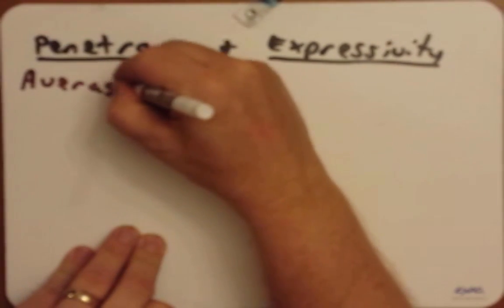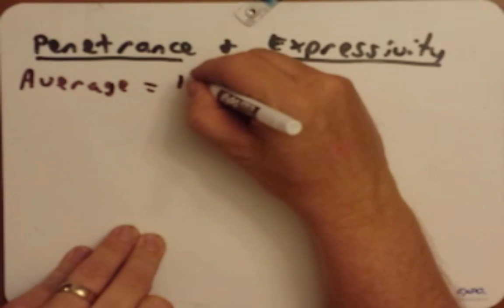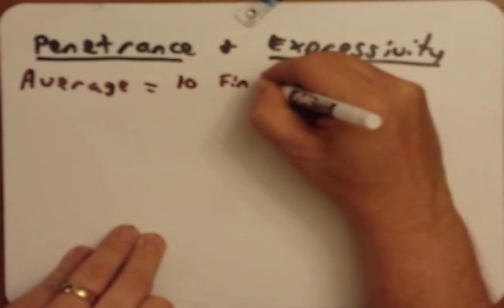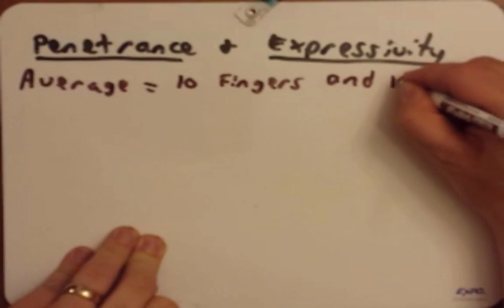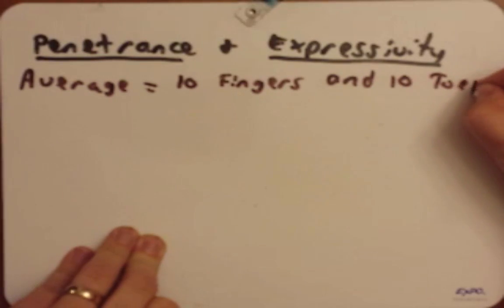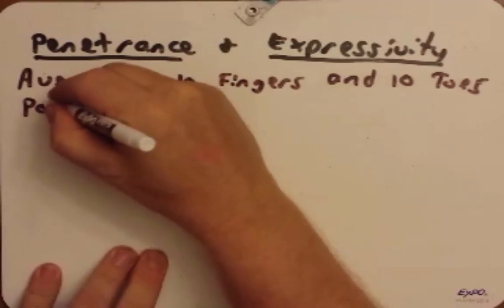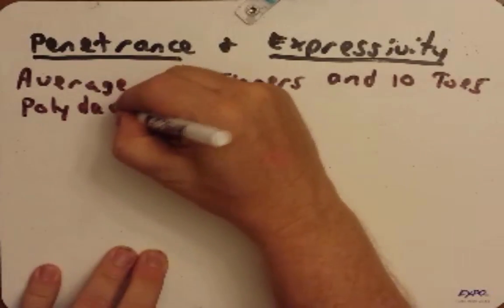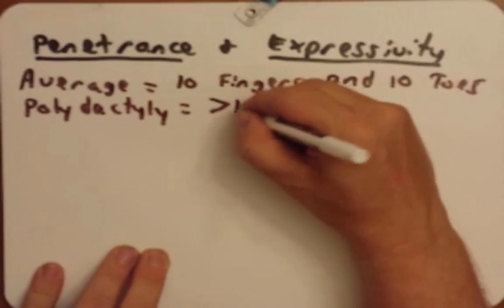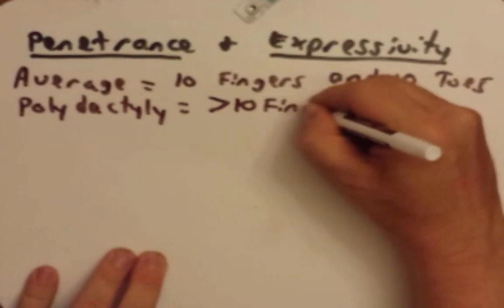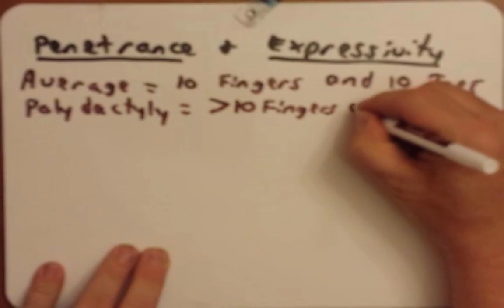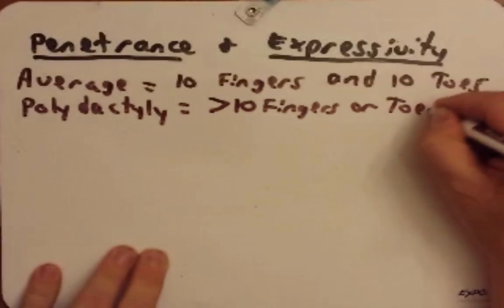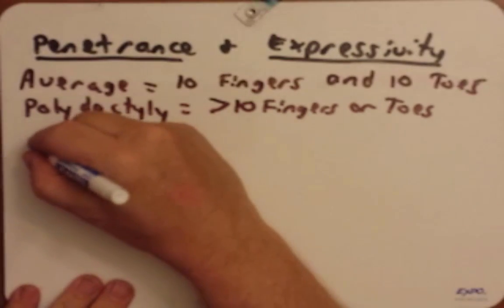The average person will have 10 fingers and 10 toes. Someone with polydactyly, as I just said, will have more than 10 fingers or toes. So let's talk about this term penetrance.